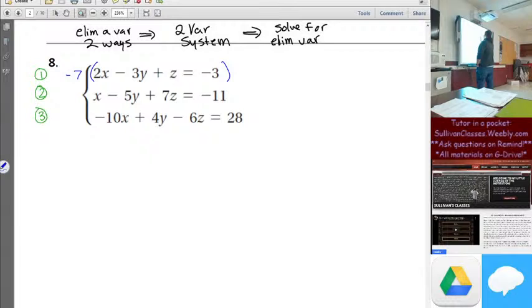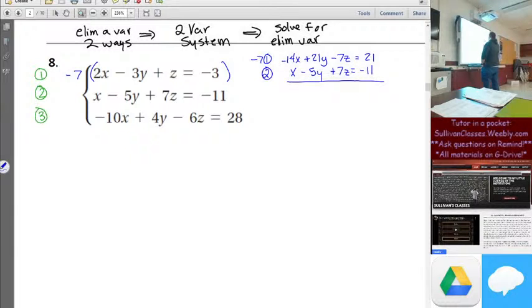So I'm going to say negative 7 times equation 1, which is negative 14x plus 21y minus 7z is 21. And equation 2, there is an x minus 5y plus 7z is negative 11. Smash it all together, get a negative 13x plus 16y is 10. Cool, I eliminated a variable.